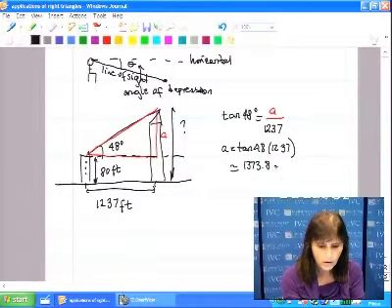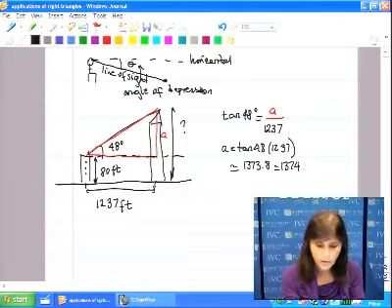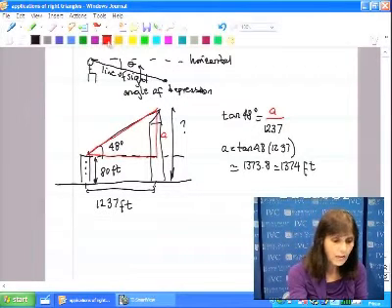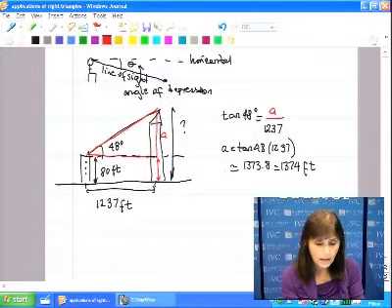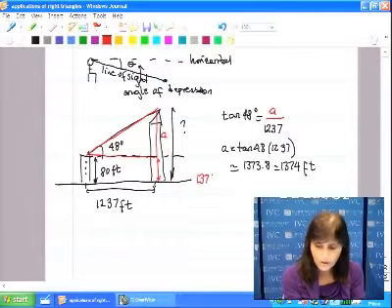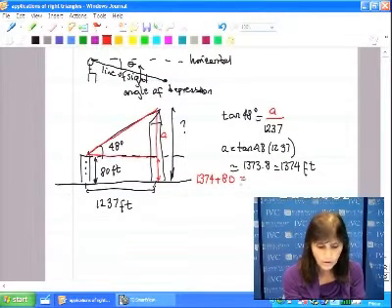That's about 1374, and my unit is in feet. And what do I need to add to it? I need to add the 80 feet that the other building is incorporating. So it's going to be 1374 plus 80. You just add those.